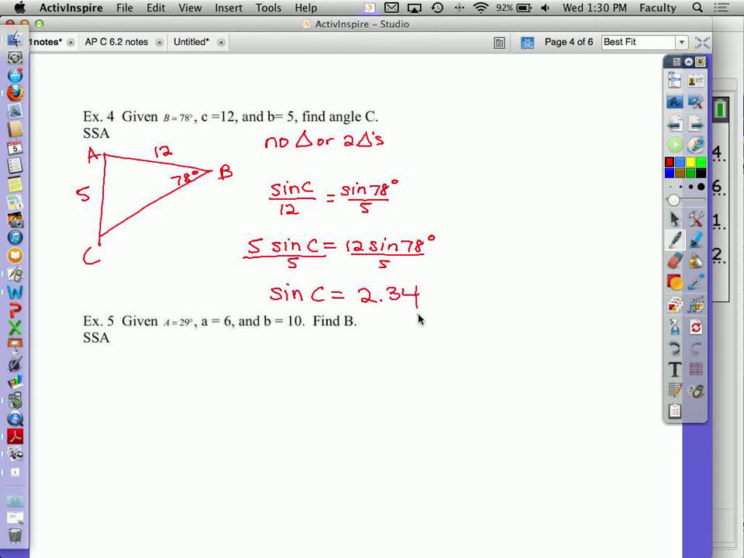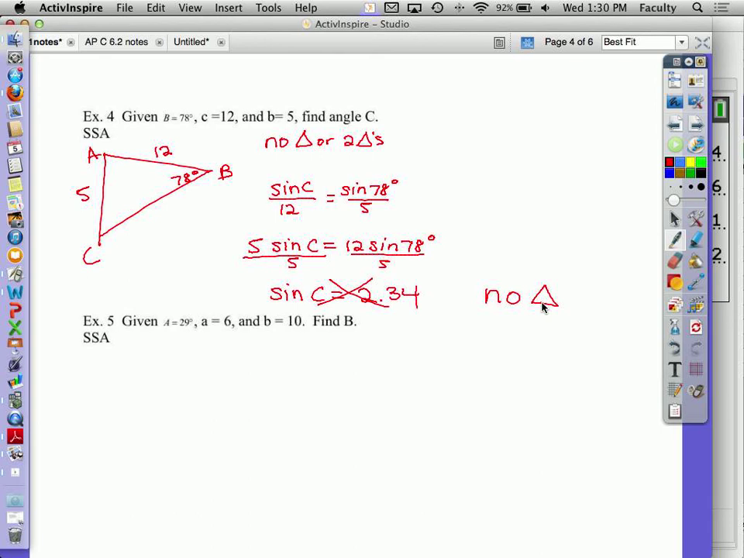What's wrong with sine C equals 2.34? The sine function oscillates between -1 and +1. It's not possible, but if you went on autopilot and did second sine 2.34, it gives you an error message. So that's the nice thing. It tells you there's no triangle, okay? I'm hoping we will hit this point and say, uh-oh, that's not possible.